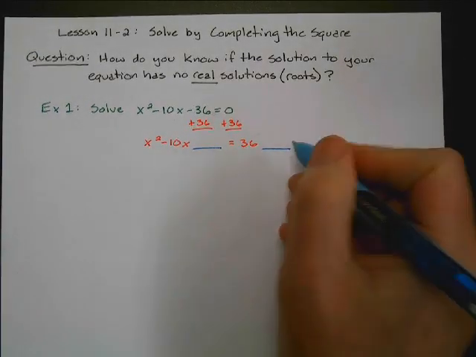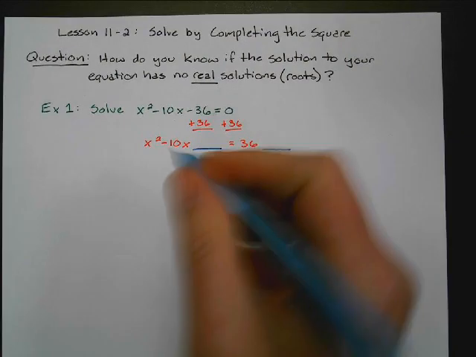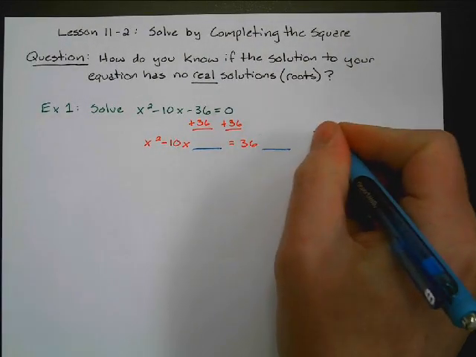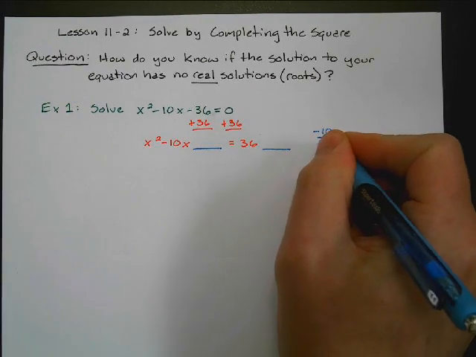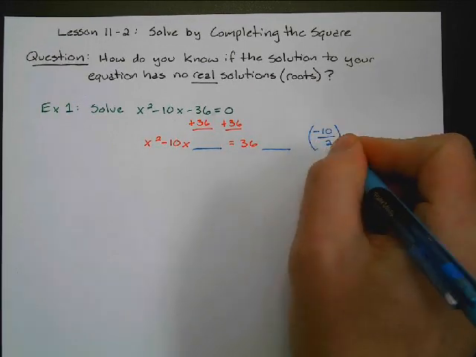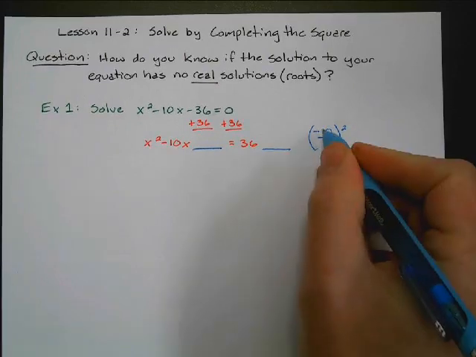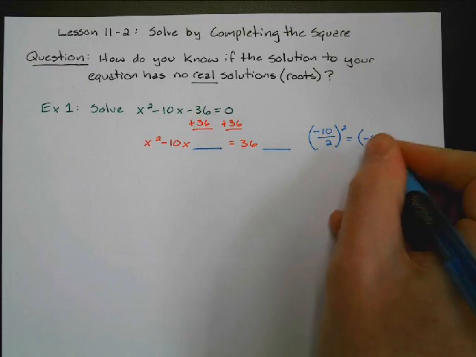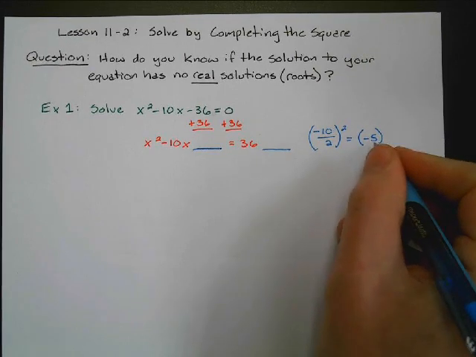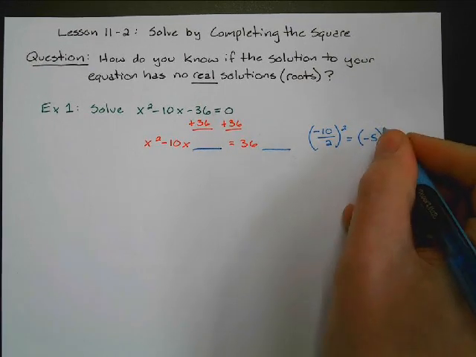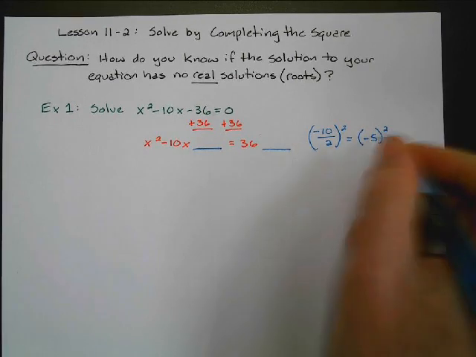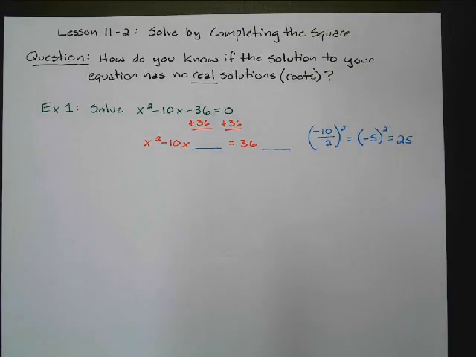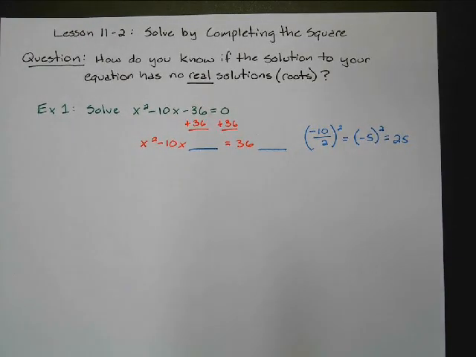And we found out on the last section that to complete the square, we took the b value, which is the negative 10. We divided it by 2, and we squared it. So negative 10 divided by 2 is negative 5. That negative is important, so we're going to leave it there. And then square it. Negative 5 squared is 25. So 25 is the number that we need to complete the square.